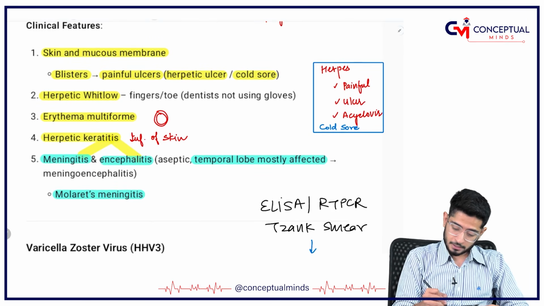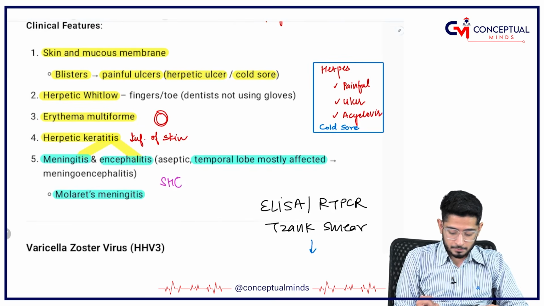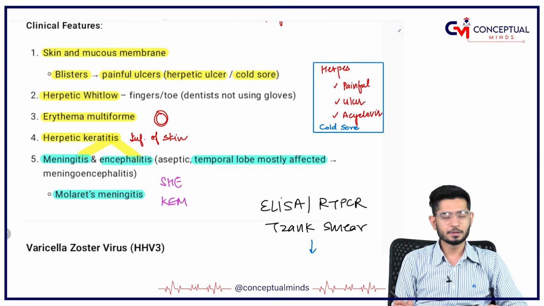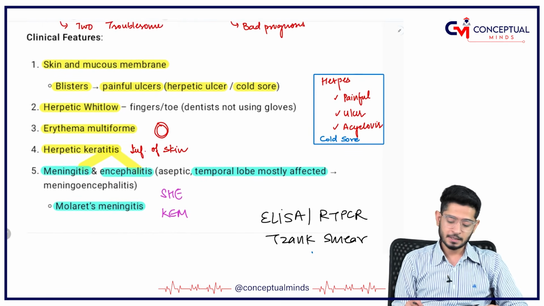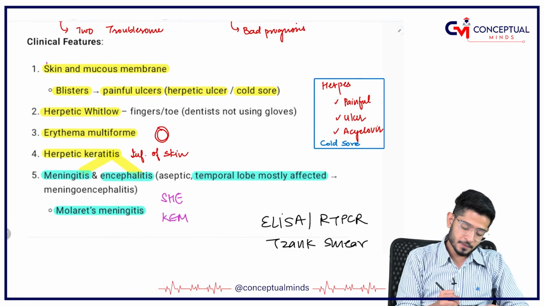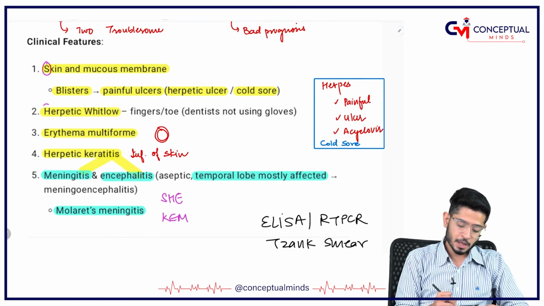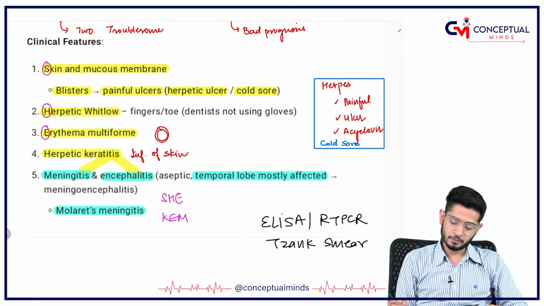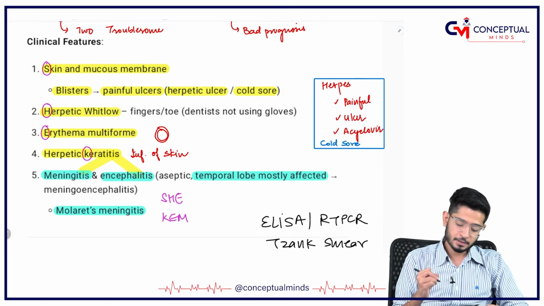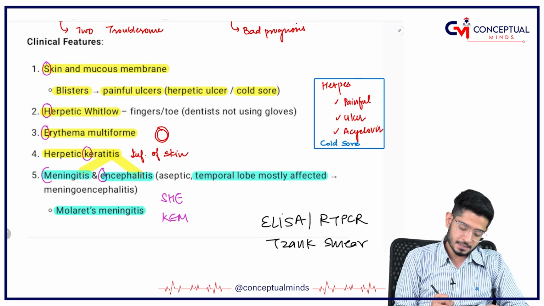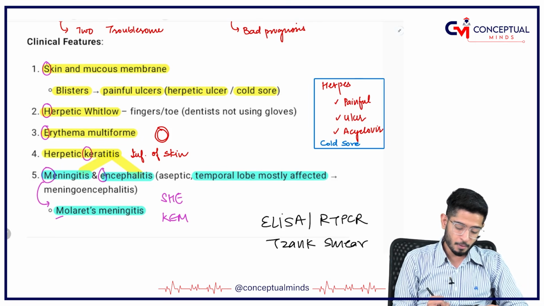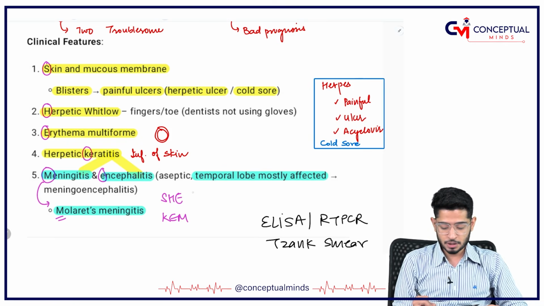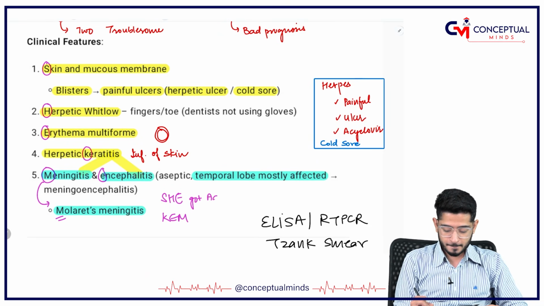So how to remember? Okay, I'll write the mnemonic. She got admission in KEM, Mumbai. So KEM is a very famous hospital in Mumbai. She got admission in KEM. So S for skin and mucous membrane blister, H for herpes, E for erythema multiforme, KEM means K for keratitis, E for encephalitis, M for meningitis, and M for Mollaret meningitis also. So she got admission in KEM Hospital, Mumbai.